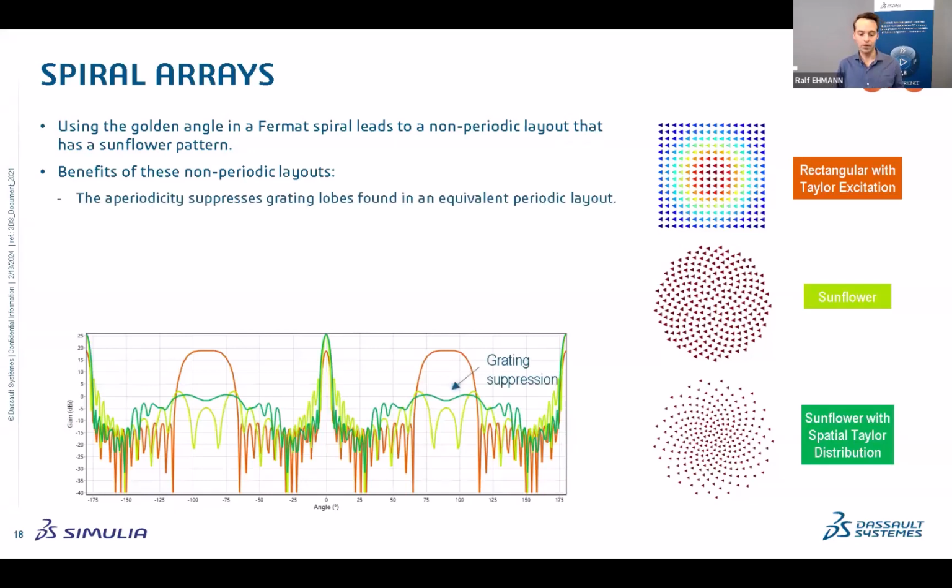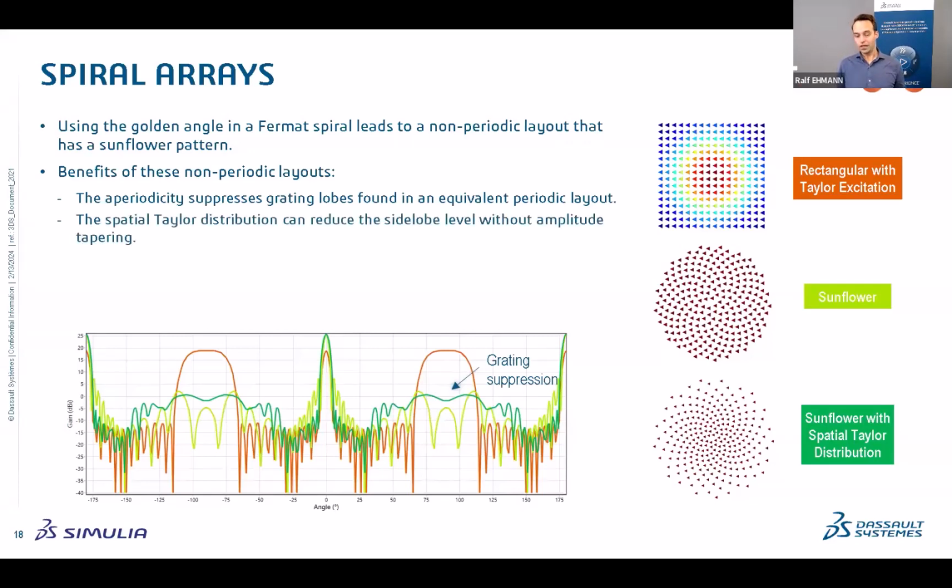Essentially, the aperiodicity, of course, then suppresses the grating lobes. So you don't have the constructive interference that would cause a grating when you have sparsely placed elements. And you can see that then on the curves below. And for the rectangular case, you can see the big grating that's popping up there.